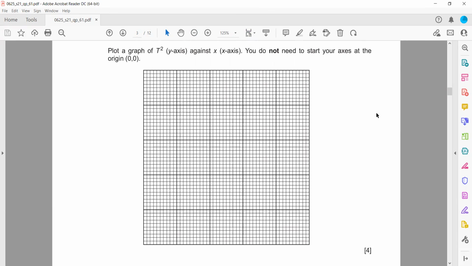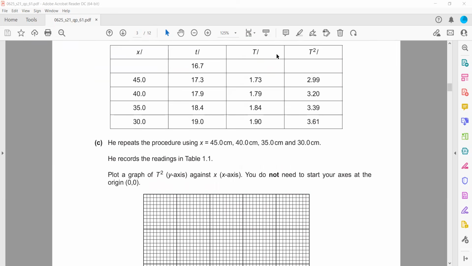What does it mean? You don't have to start the axis from the origin. It means I don't have to mention 0, 0 here. I can start with any number. So t square is on the y-axis and x is on the x-axis. What are the values of x?